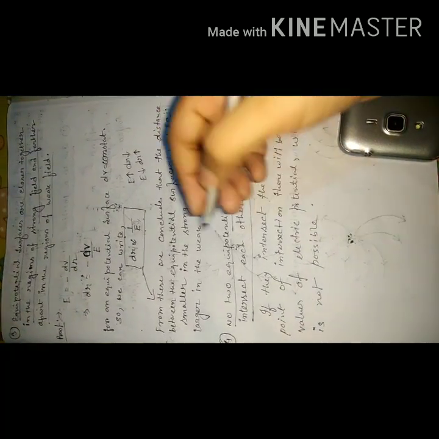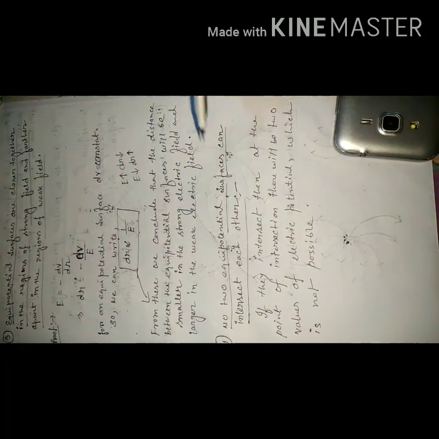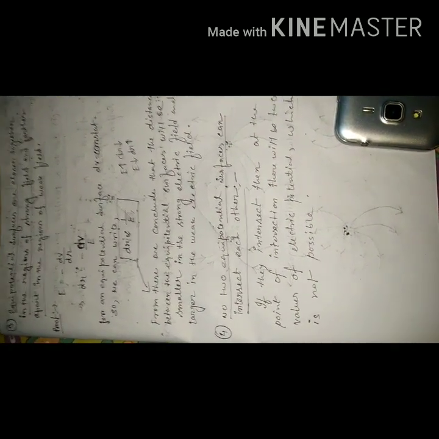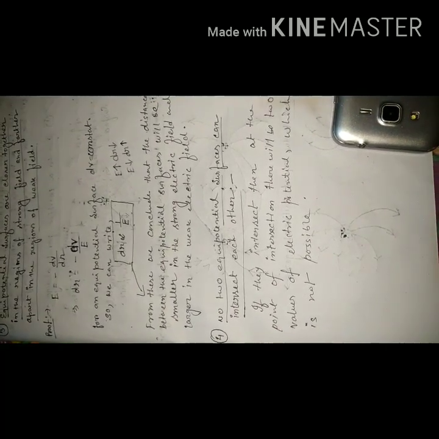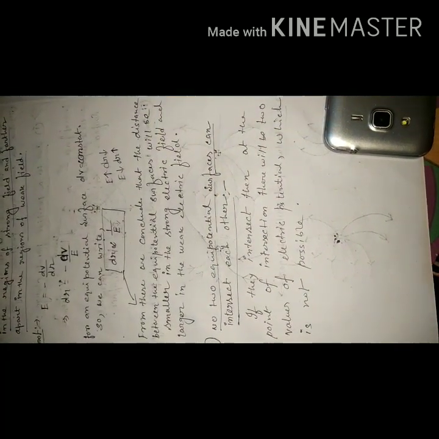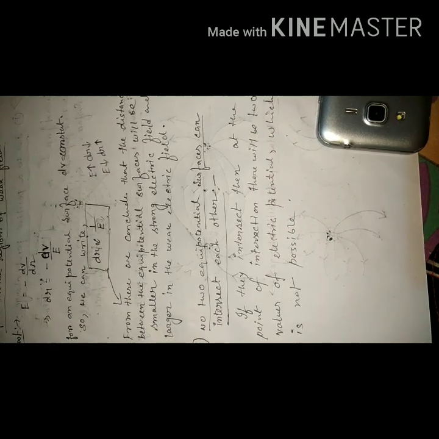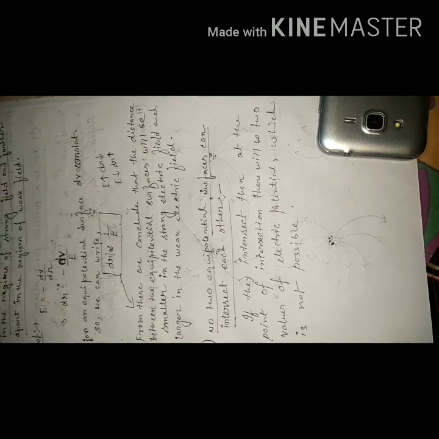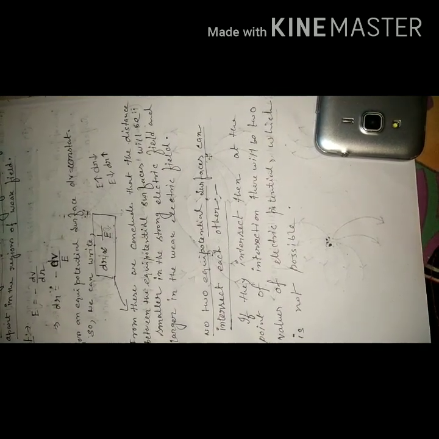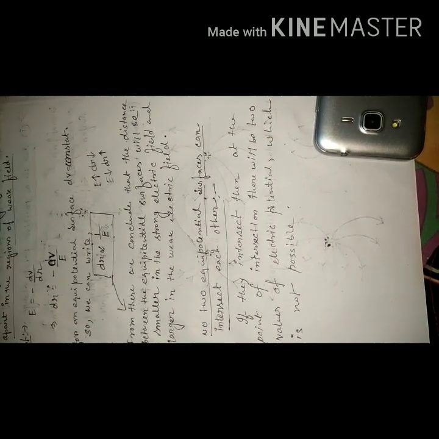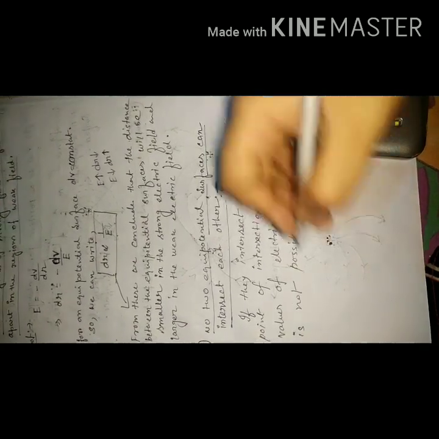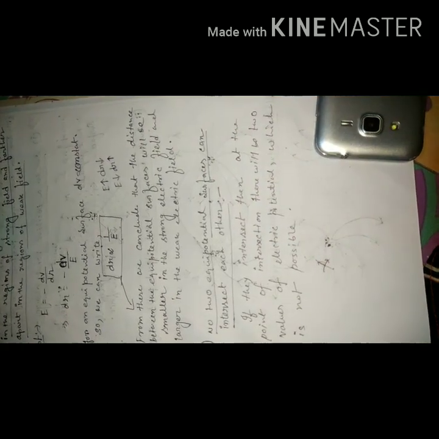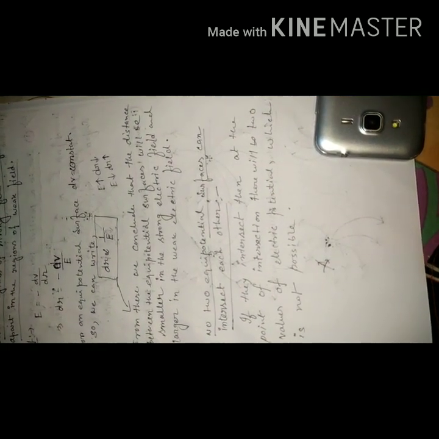Fourth property: no two equipotential surfaces can intersect each other, similar to how electric field lines do not intersect each other. What happens if they intersect? At the point of intersection, there will be two values of electric potential. But that is not possible, because at a particular point we have only one potential value, not two.